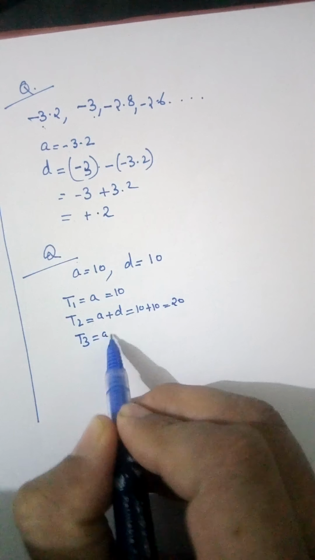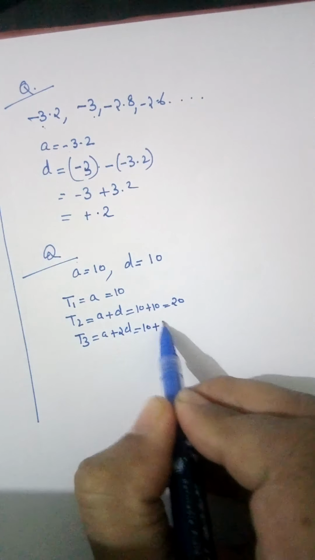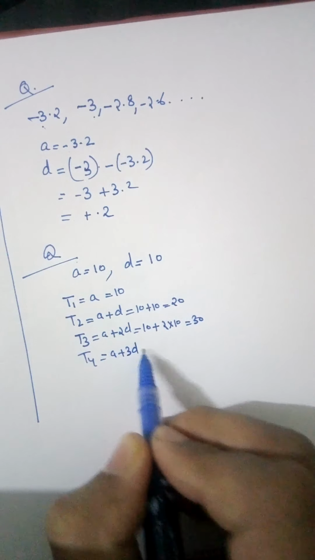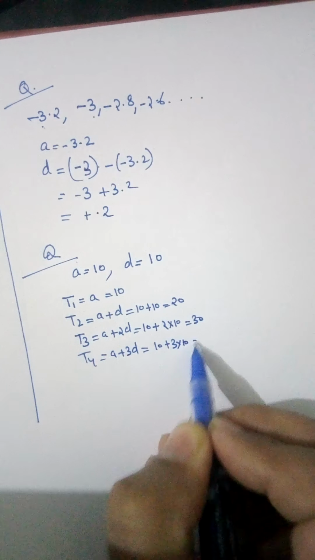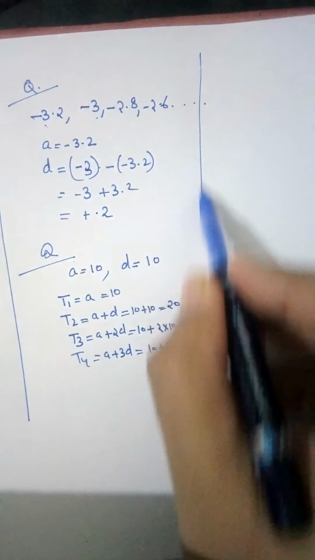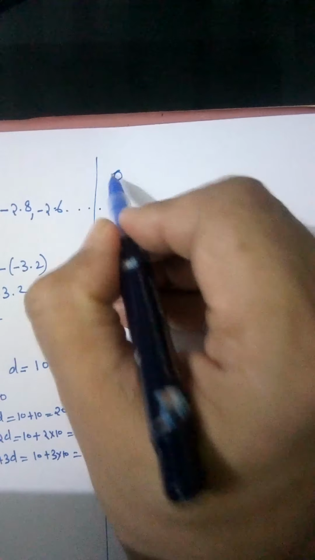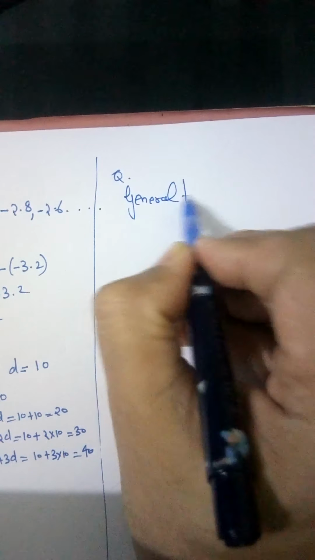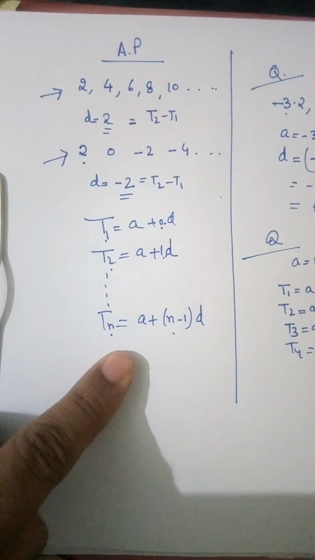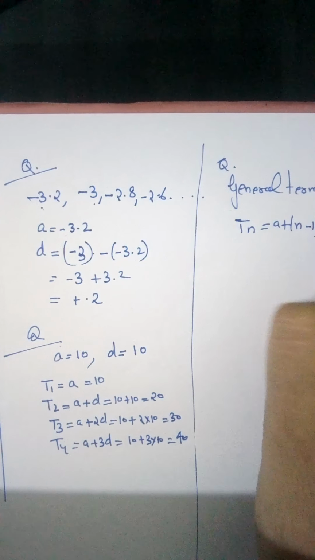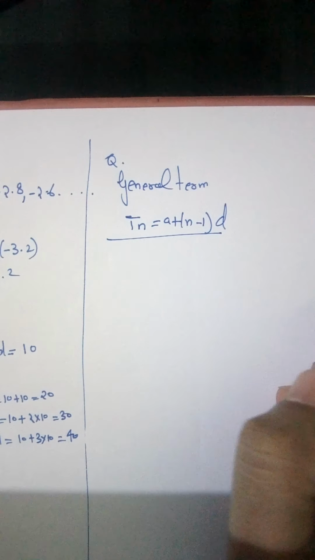What is the third term? A plus 2D, that means 10 plus 2 into 10, that is 30. T4, A plus 3D, that is 10 plus 3 into 10, that is 40. So like that you can find out the terms. Now the next question is, what is the general term of an AP? So that we have learned here. The nth term, this one is the general term. The general term is Tn is equal to A plus n minus 1 D.